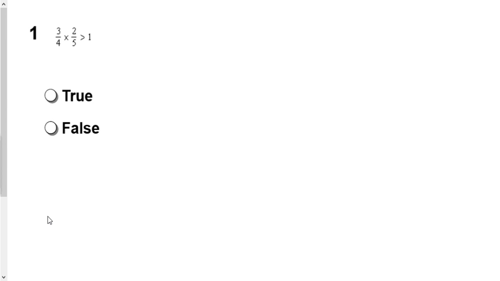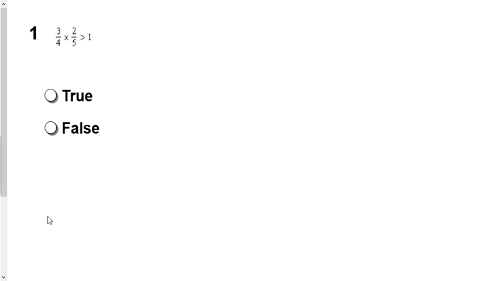7th. This is MathLinks 8, your Chapter 6 Fraction, Multiplication, and Division Practice Quiz. Your first few questions are multiple choice. And the first one says, 3/4 times 2/5 is greater than 1. Is that true or false?